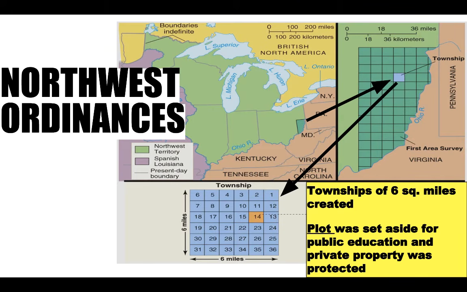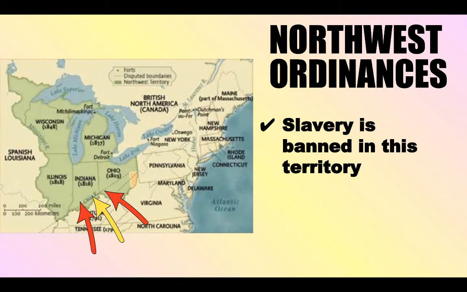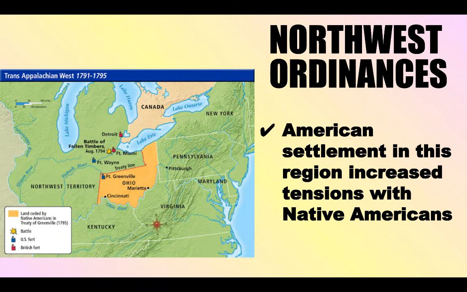The Northwest Ordinance not only promoted public education and protected private property, but also banned slavery in the Northwest Territory. These states would eventually be the free states you see on the map. But while this is happening, new slave states would enter the Union in the South. This admission of free and slave states would eventually increase tensions between the North and South, but we'll save that for another time. Foreshadowing. And often overlooked when looking at the Northwest Ordinance is the fact, though, American settlement in this region increased tensions with Native American tribes.